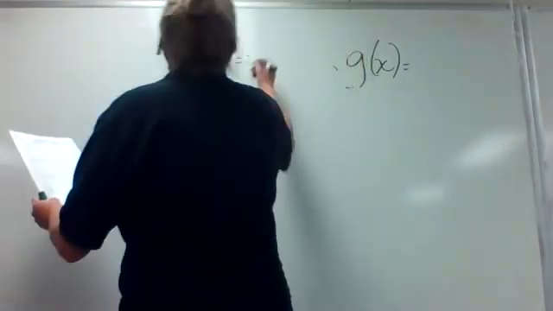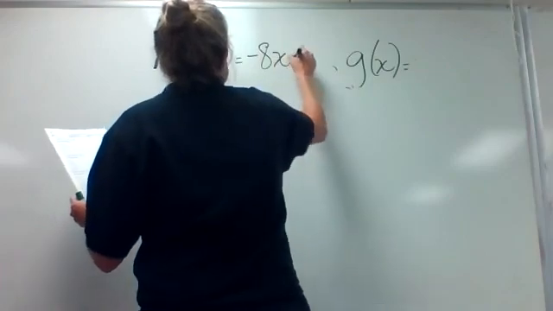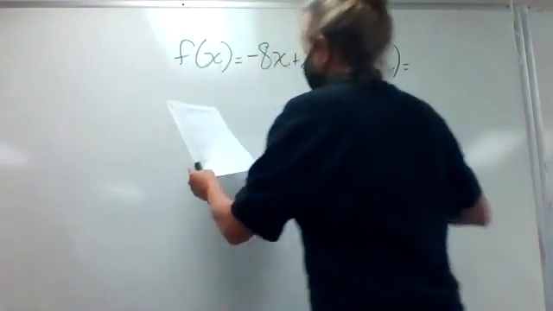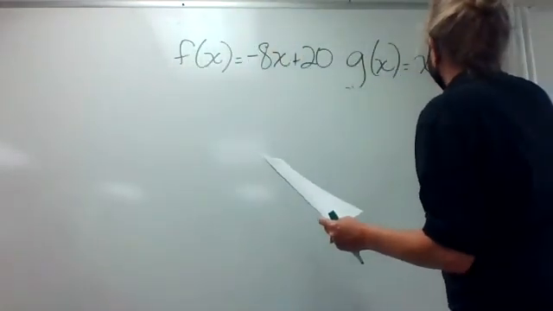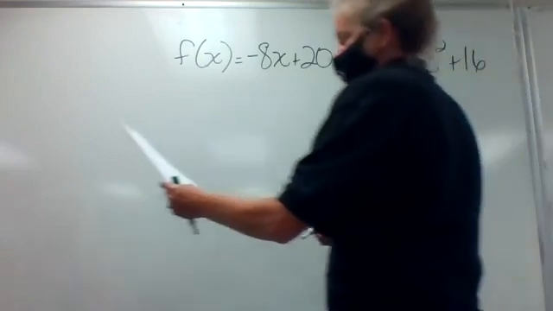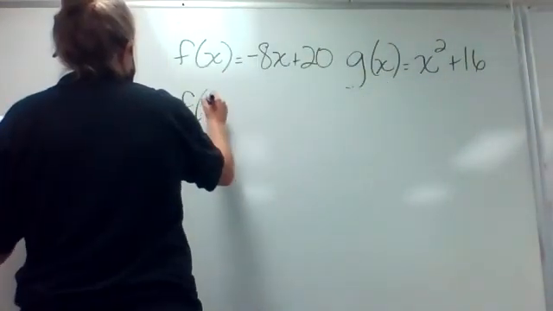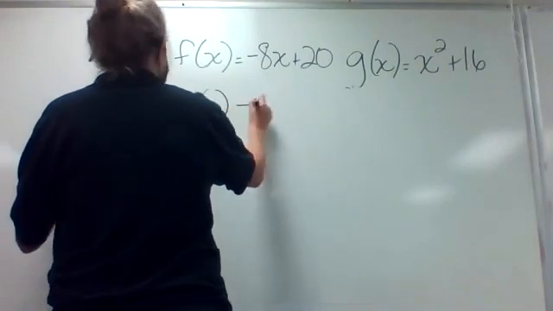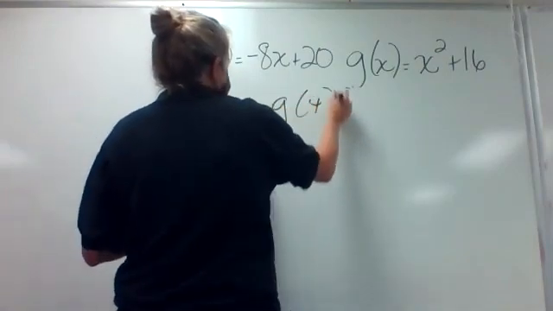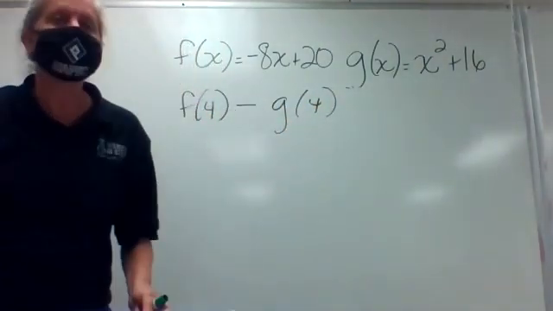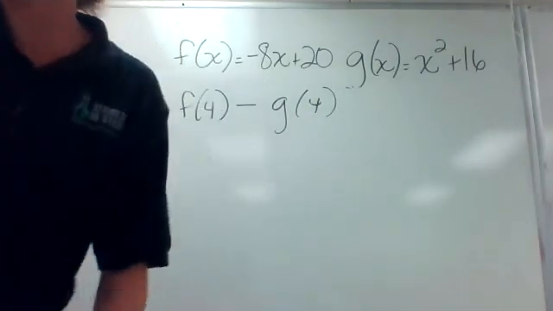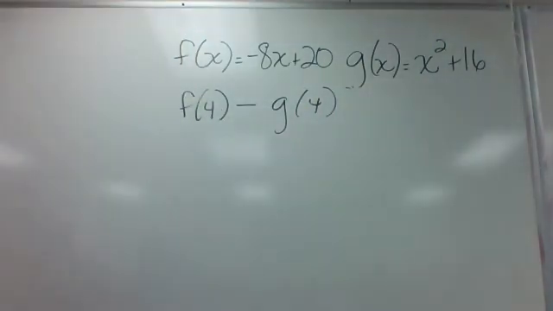F of x equals negative 8x plus 20. G of x is x squared plus 16. And it wants me to find f of 4, this time minus g of 4. You're going to do the same thing you did on the last one. It's just instead of adding the two answers together at the end, you're going to subtract them.